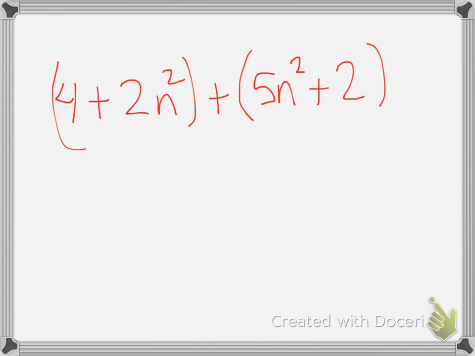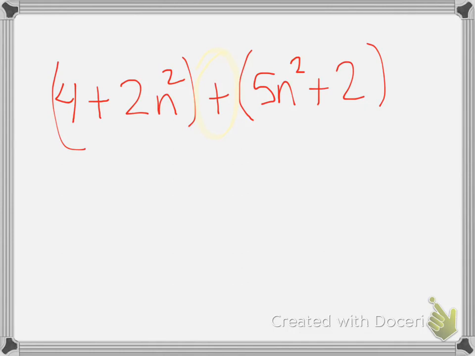So anytime you see any problem like this where there's not an equals, you want to ask yourself, what are they asking me to do? What they're asking you to do will be right here. So if there's a plus in there, you're going to add like terms, just the things that are alike. If there's a minus in there, you're going to subtract the things that are alike.